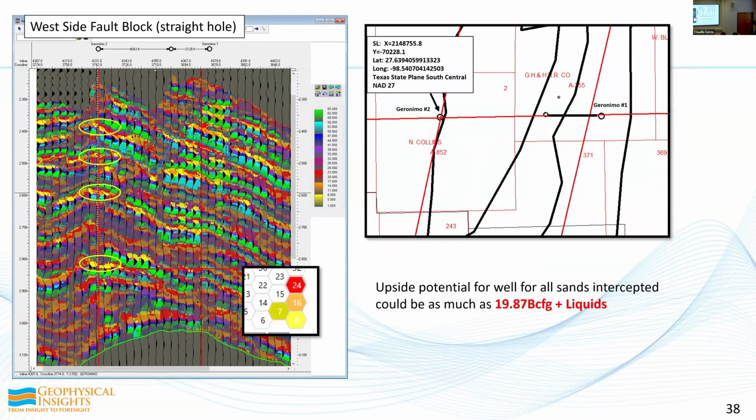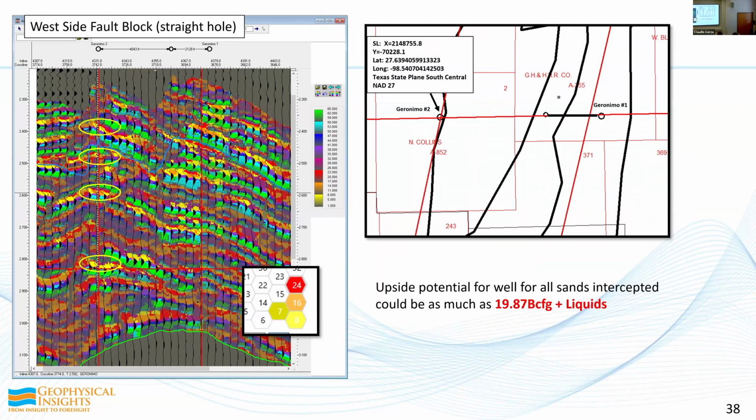If we drill the east side, the west side, and hit all 4 sands, that well is capable of making almost 20 BCF. So this is a way of going in when you have an exploratory project. You have no control. You're trying to tell the people that you're hoping to invest in this deal, here's what I think the possibilities are.